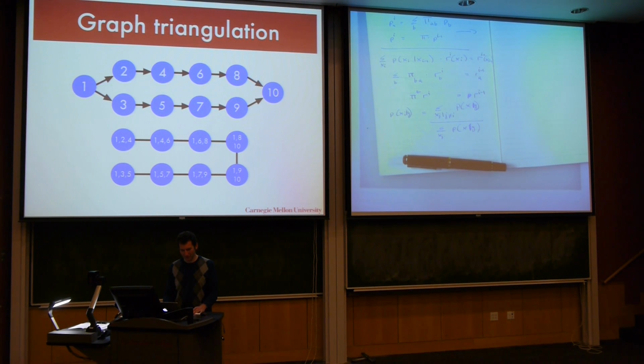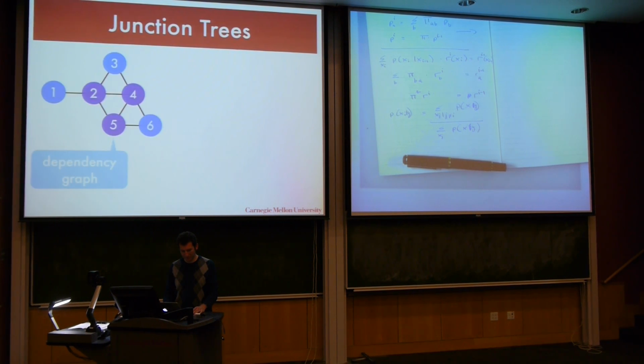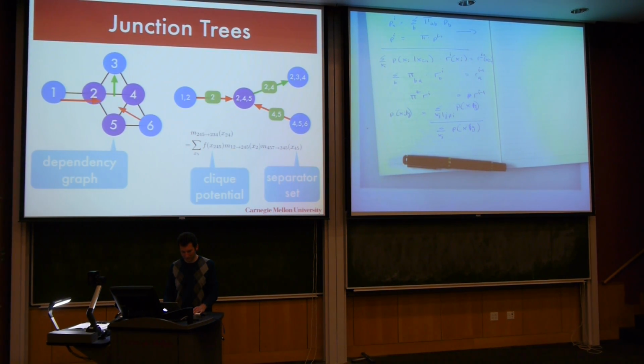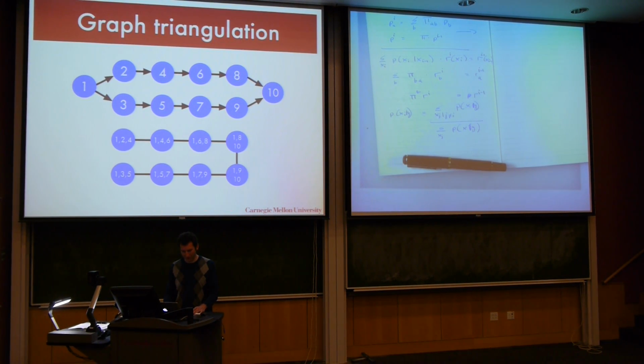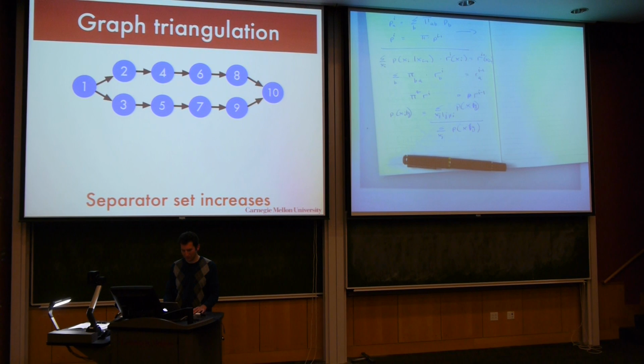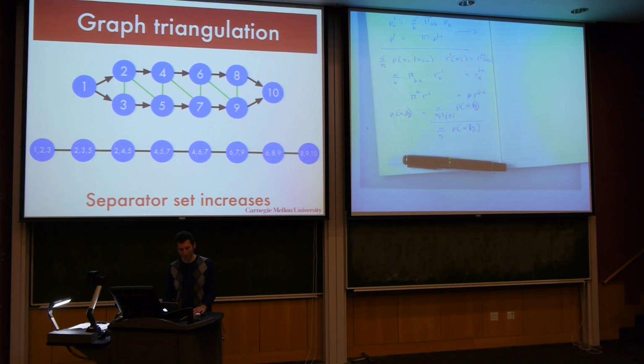So I basically go from, I basically change this into something that has 3 variables each. And that will give me now a chain. And that will then allow me to do dynamic programming again. But my separator set increases, so before that I had only 1 variable, now I have 2. That's obviously not the only thing that you can do. I can do something like this.